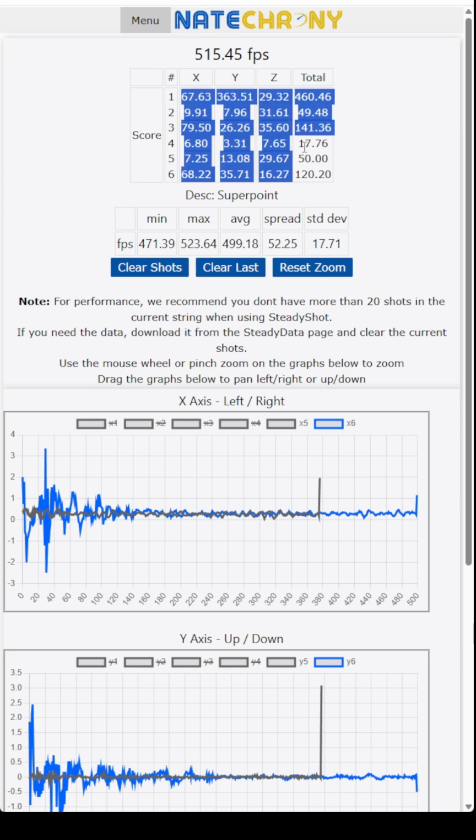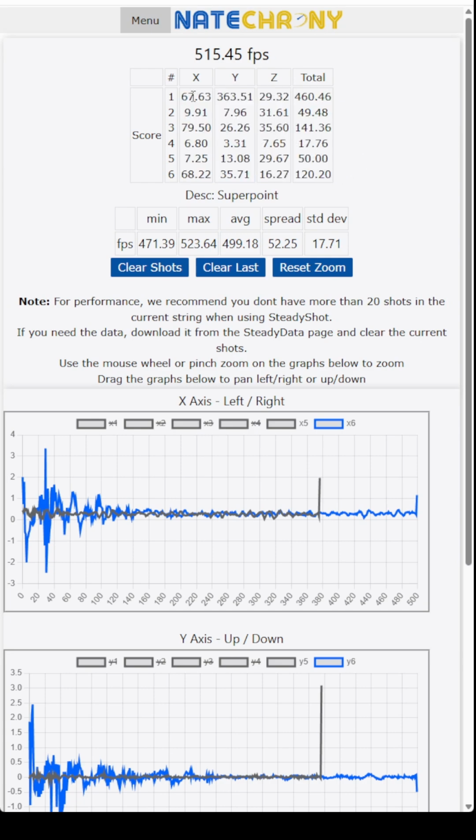You get scores for each axis. So X is left and right movement, Y is up and down, and Z is back and forth. If you move smoothly, you'll get a low score. The less you move, the lower the score. If you're jerky or sudden with your movements, you'll get a very, very high score.